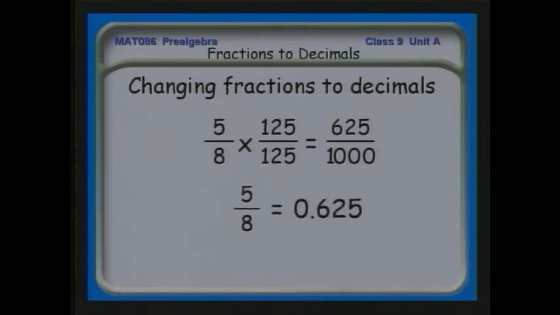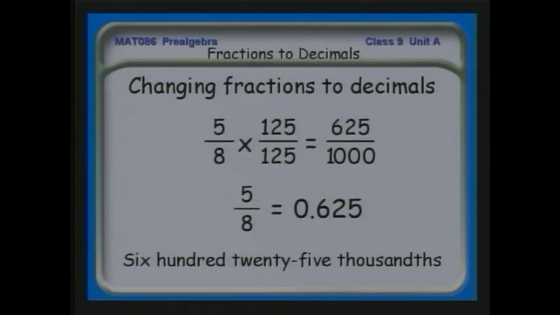Then by following the rules, 5/8 is equivalent to 0.625 as a decimal. Right now, we've only dealt with special cases where you can multiply the denominator by some whole number to get 10, 100, 1,000, but there's a general technique that we'll see later for changing any fraction into a decimal. Right now, though, we've seen that 5/8 is equivalent to 625 thousandths.